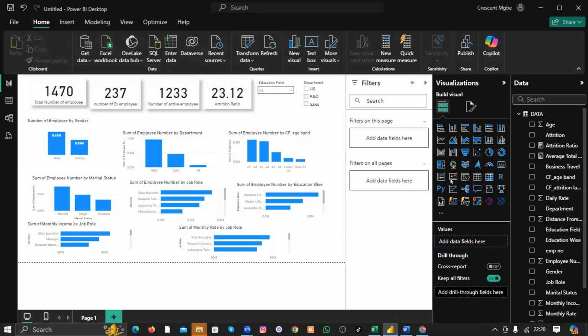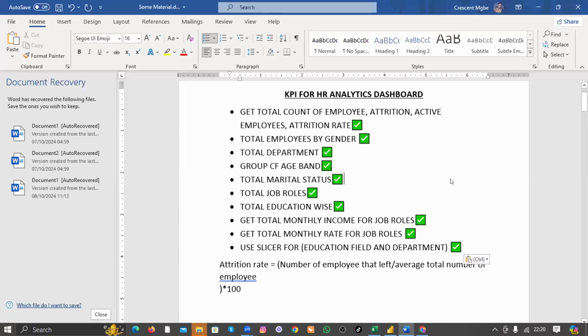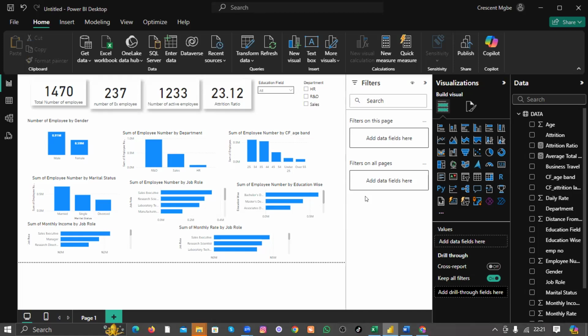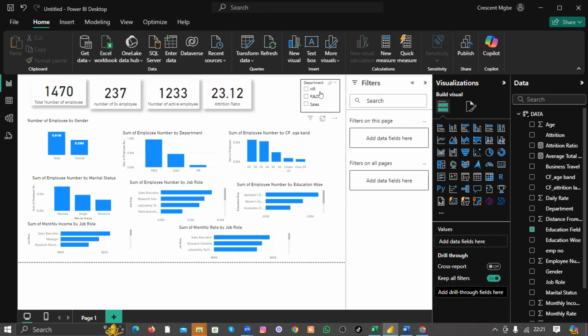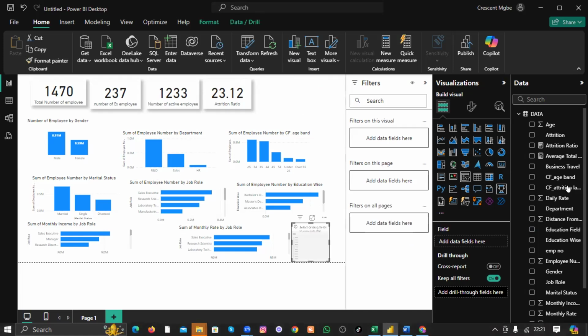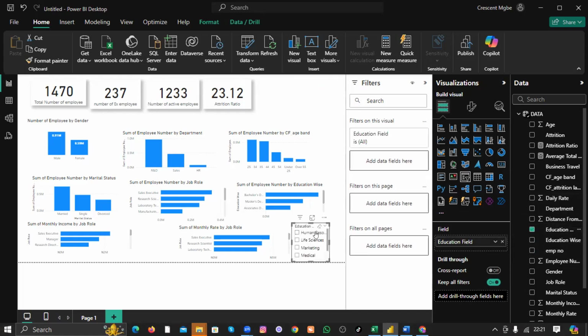They just told you to put a slicer for education field and department field. So all you need to do is just to bring in a slicer. Slicer is just going to help you look at a particular thing at a glance. You turn off every other thing and look at that one thing. So this is the slicer icon here. Just bring it in and then go to education field. Then put it in there. This is it. You've created a slicer for it.